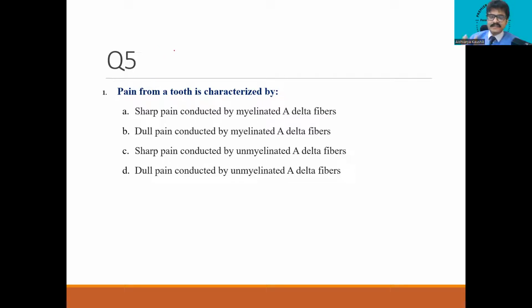So we all know from our knowledge that A delta and C fibers are the terminal nerve endings which take the sensory information to the central nervous system, where at the level of the cerebral cortex, any sensation is finally perceived as pain. Now, if we just go according to the Erlanger and Gasser classification, A delta fibers are myelinated, albeit lightly. They're very thinly myelinated, but they are myelinated, and C fibers are unmyelinated.